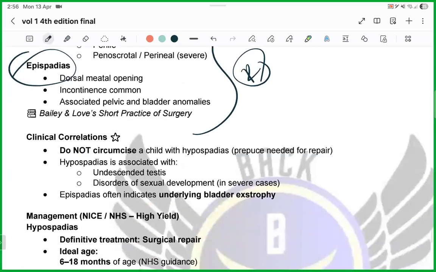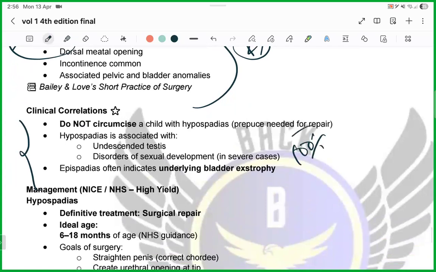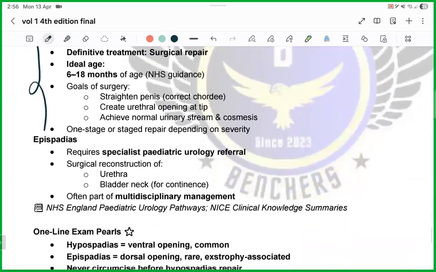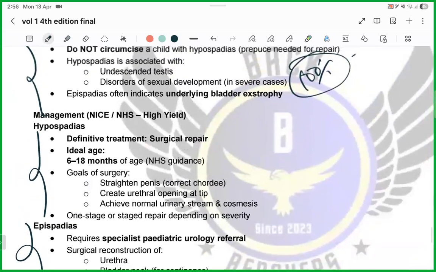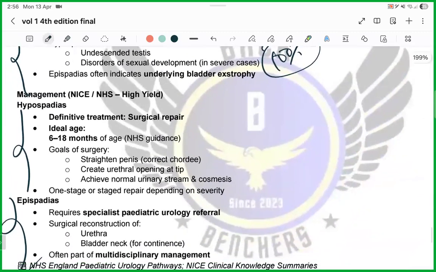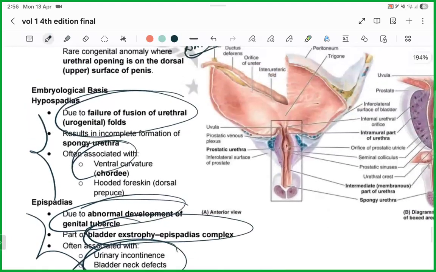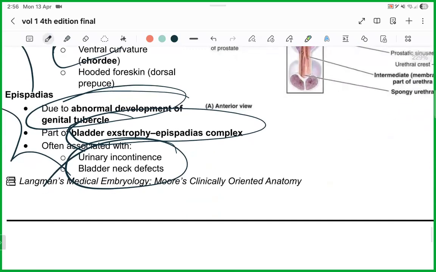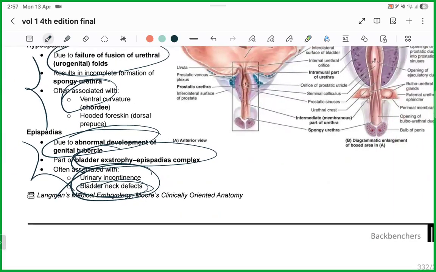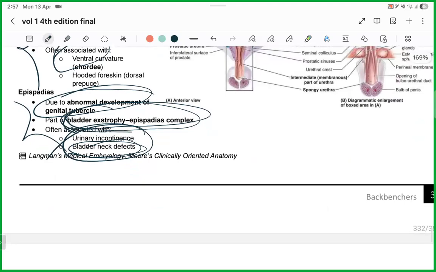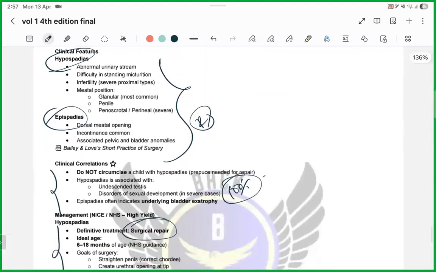Give a reading. Clinical correlations according to NICE, 100% important. This is the NICE guideline for epispadias and hypospadias treatment. Remember it. This is surgical repair, and epispadias needs pediatric urology referral. We need multidisciplinary management because most of the time it's associated with a bladder neck defect, so we need to repair these things. Bladder exstrophy-epispadias complex is very problematic.